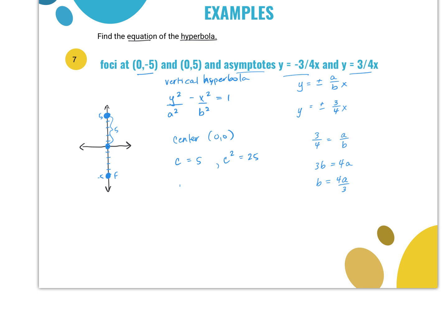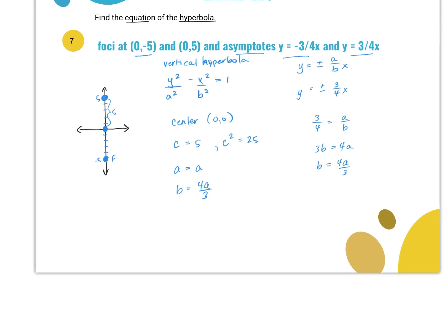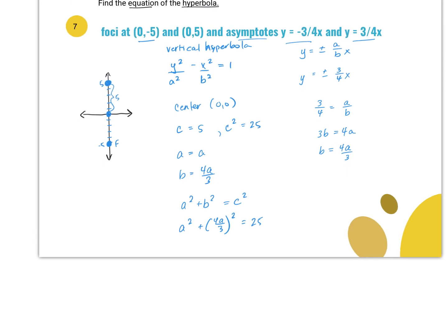So I could have a equals a, right? And b equals 4a over 3. Now, why is that important? Well, because I could come over to my formula, a squared plus b squared equals c squared, and I could say, okay, a is a squared, b squared would be 4a over 3 squared equals c squared, which is 25. Notice that now I'm going to have a single variable problem here.